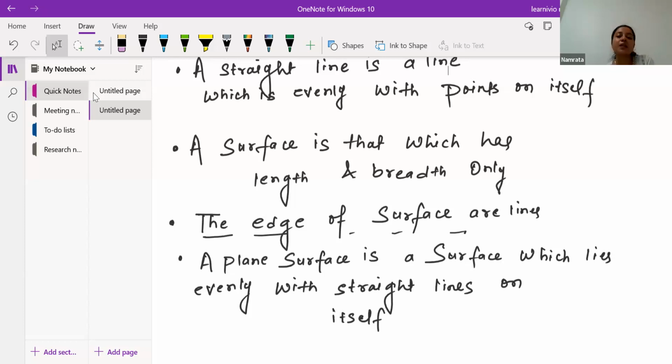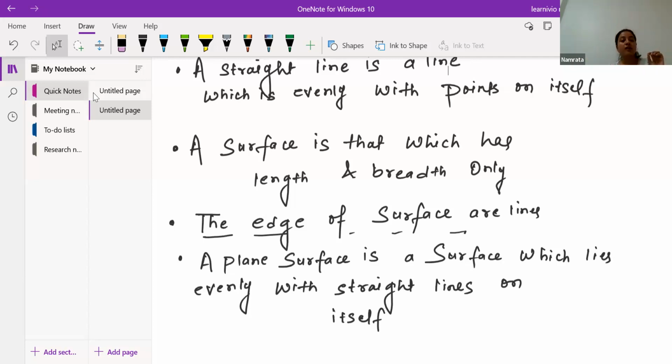Surface can be made up of straight lines and curved lines attached together. So you just have to understand this structure: a straight line or curve is made up of points. Once you get the straight line, you combine a lot of straight lines or a lot of curves to make a flat surface. Once you get the surface, now you can make a solid.